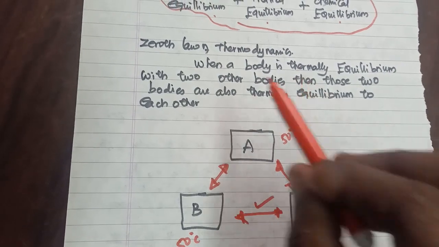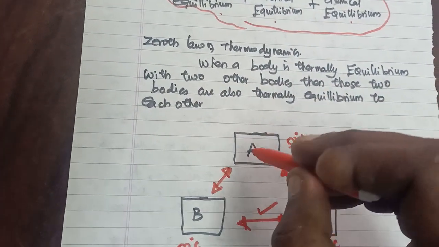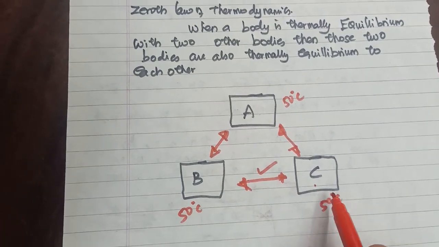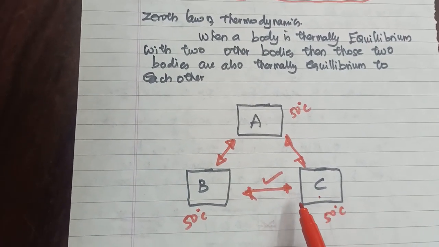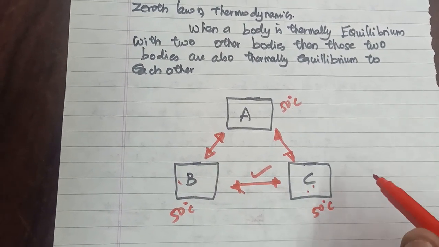I'm stating the law once again. When a body is in thermal equilibrium with two other bodies, then those two bodies are also in thermal equilibrium with each other.